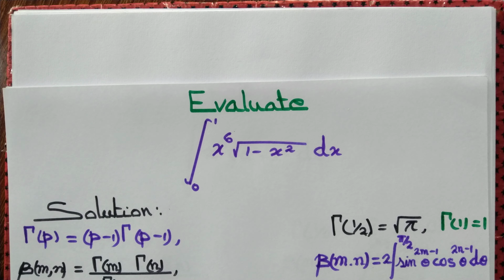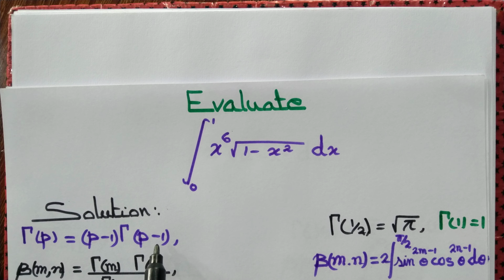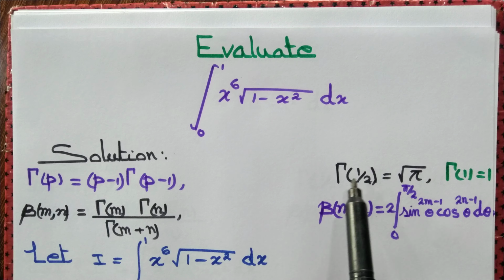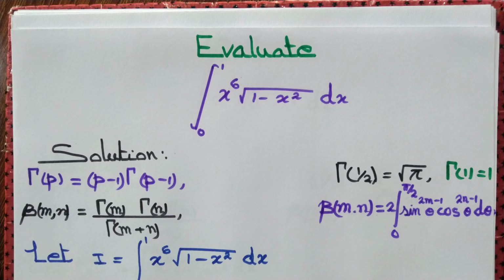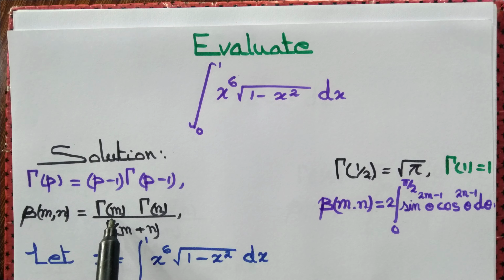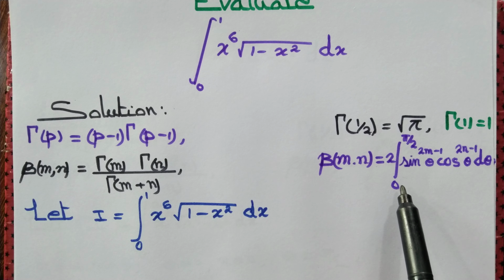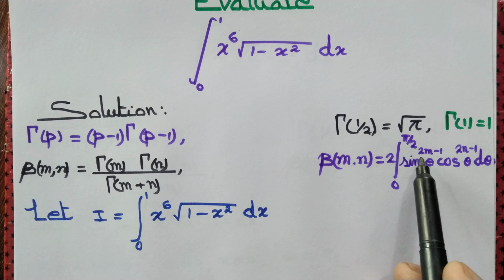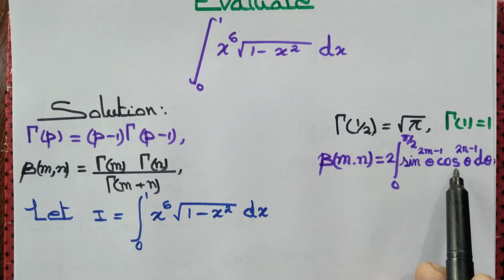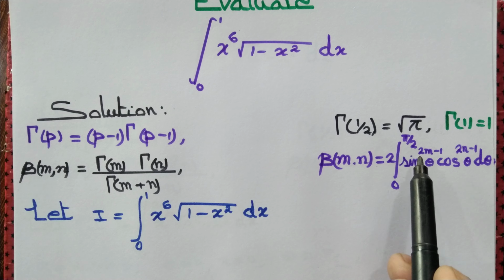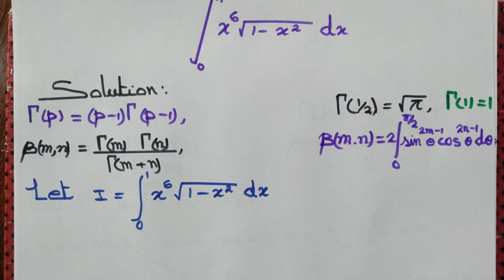We need a number of results like gamma p equal to p minus 1 times gamma p minus 1, that is a recurrence relation for gamma function, and we know that gamma 1 equal to 1 and gamma half equal to root pi. Further, we know that beta mn equal to gamma m times gamma n divided by gamma m plus n, and further beta mn equal to 2 times integral of sine to the power twice m minus 1 theta times cos to the power twice n minus 1 theta as theta changes from 0 to pi by 2. With this, we will be able to evaluate this integral.